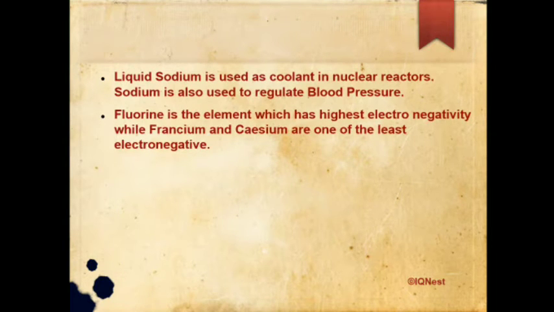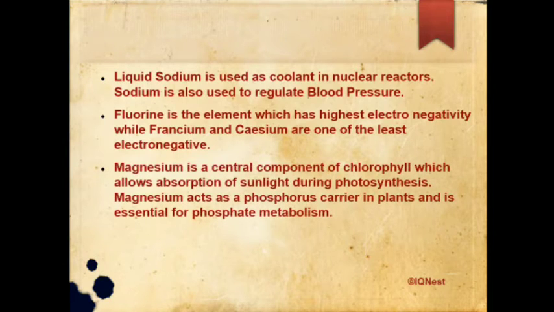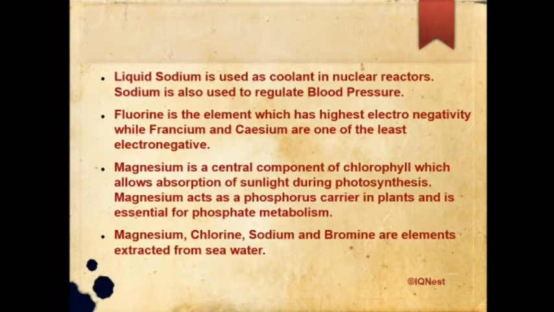The next point, fluorine is the element which has the highest electronegativity while francium and cesium are among the least electronegative. Then magnesium is a central component of chlorophyll which allows absorption of sunlight during photosynthesis. Magnesium acts as a phosphorus carrier in plants and is essential for phosphate metabolism. Magnesium, chlorine, sodium and bromine are elements extracted from sea water.